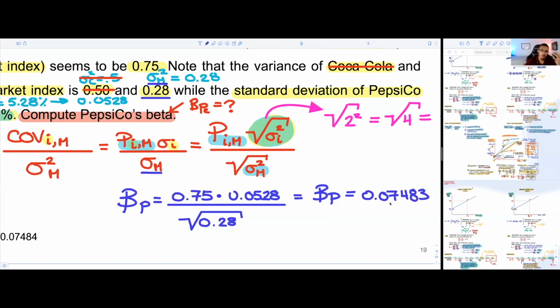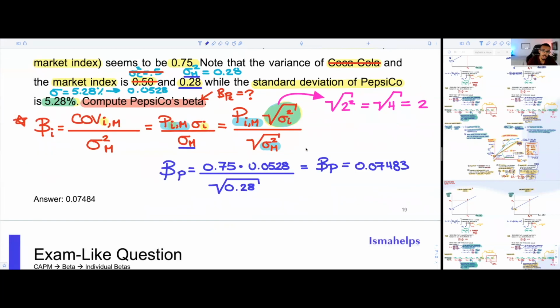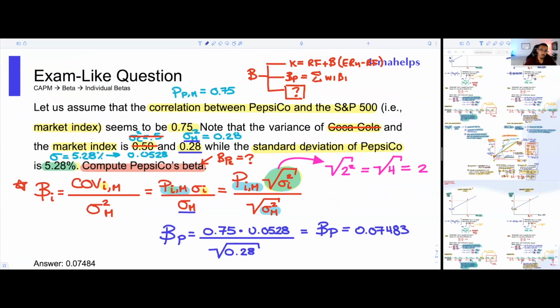That's going to be the beta of our portfolio. Now, there may be small rounding errors. That's totally fine. Don't you worry about that. But this is just another way for us to go about it. So that's going to be the beta of our portfolio, and it's really as easy as that. This question doesn't get any more complicated, and that's all that you got to do.